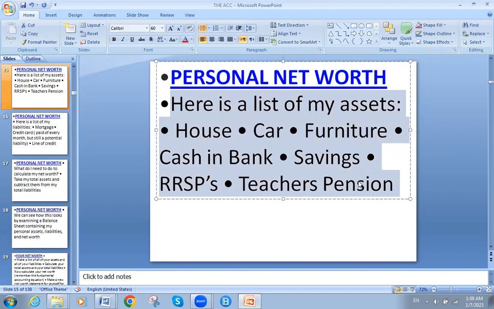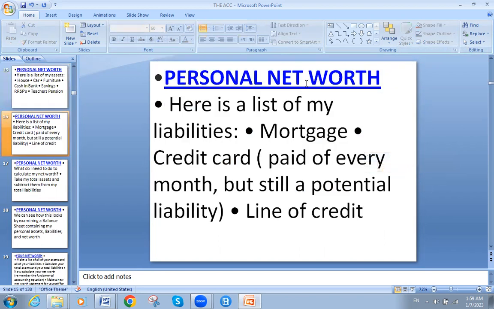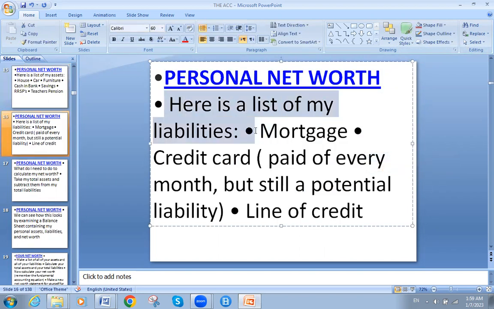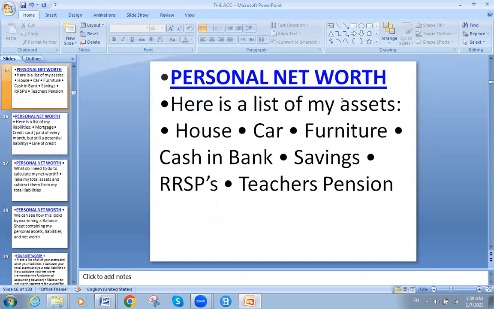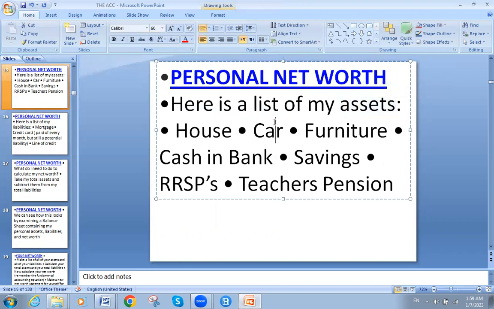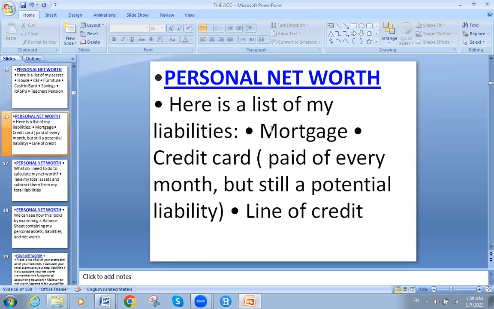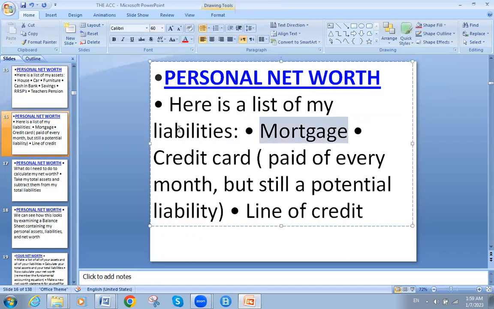The company is considered an entity and it has its own assets and its own liabilities. Here as well is a list of my liabilities: mortgage, credit card. This is what I owe, but not what I own. What I own is the assets: car, furniture, house. But the liabilities are what I owe, what I have to pay to others, like the debts, credit card, line of credit.